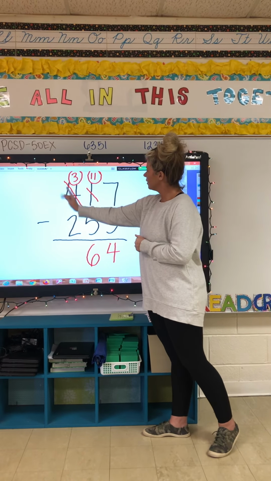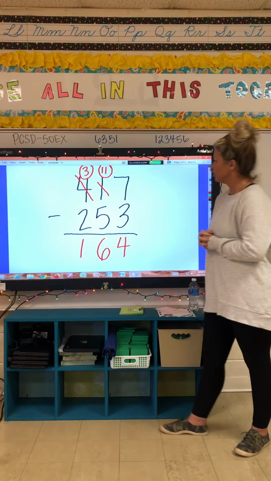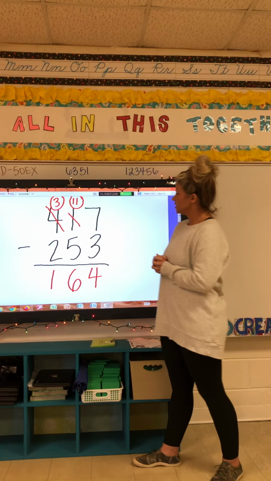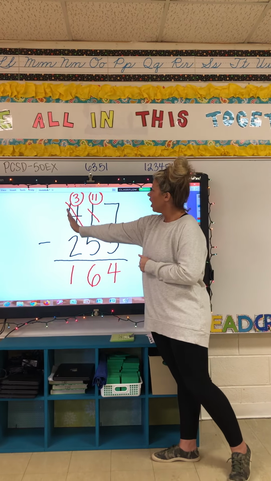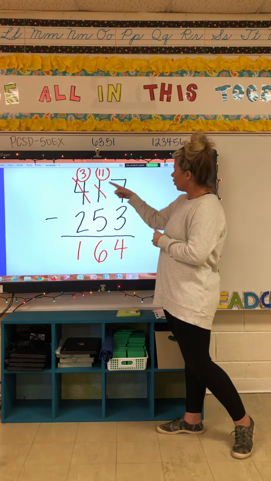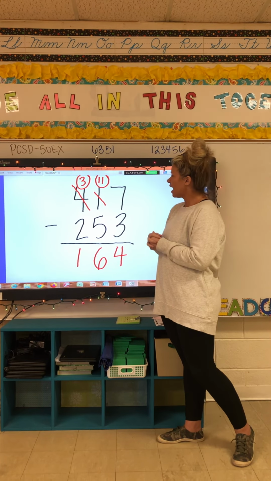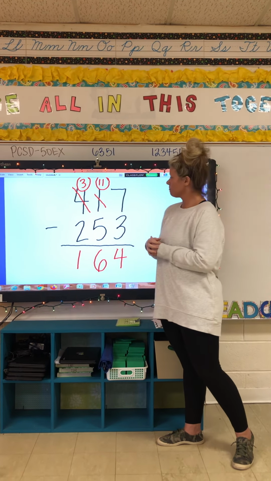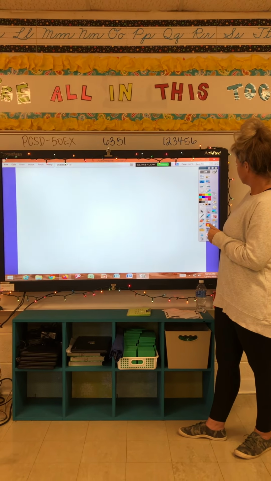Hundreds column. 3 minus 2 is 1. So your answer is 164. So that is a 3-digit subtraction problem where you must borrow from the hundreds place. So boys and girls, remember the saying, more on the floor, go next door. You cannot subtract a bigger number from a smaller number, okay? All right. That's it.